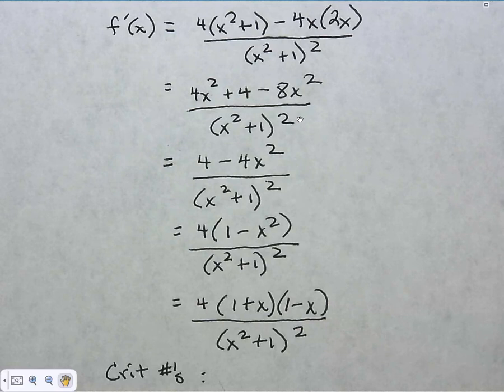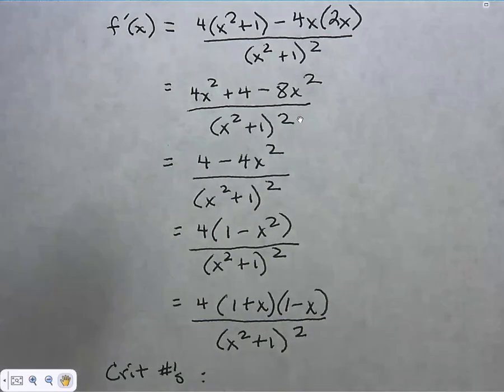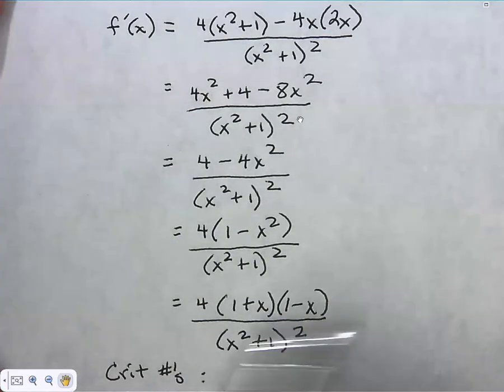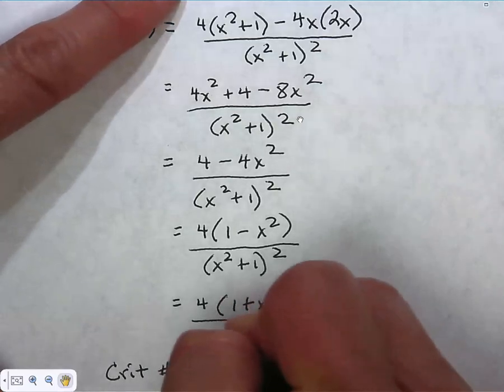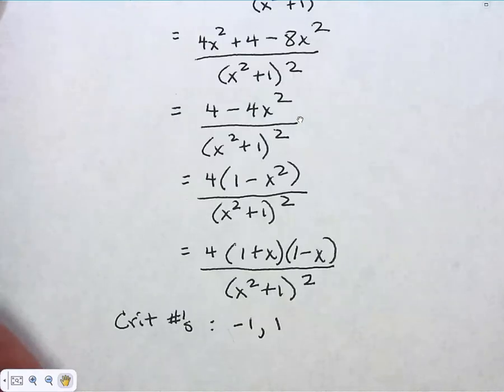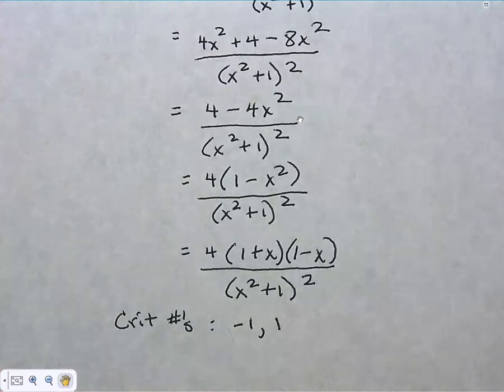Before I write that down, let me double check. Is the function defined at -1 and +1? Yeah. So as long as the function is defined, anything that makes the derivative equal 0 or undefined is a critical number. We need to do something that's not so pretty and algebraic. But what about 16?